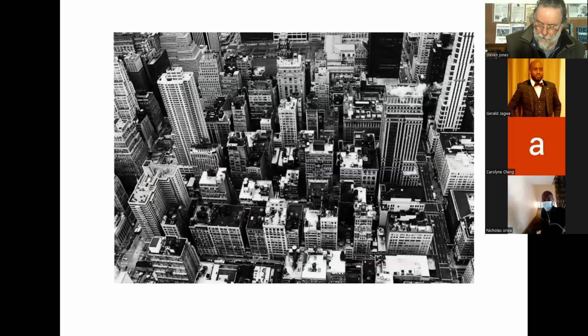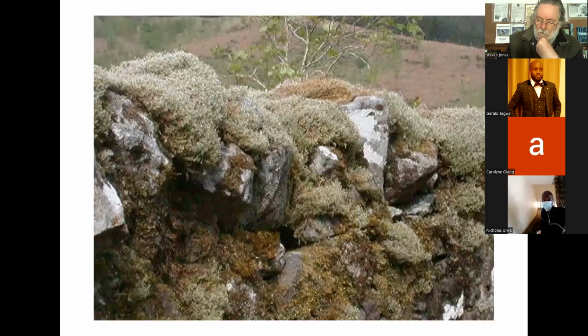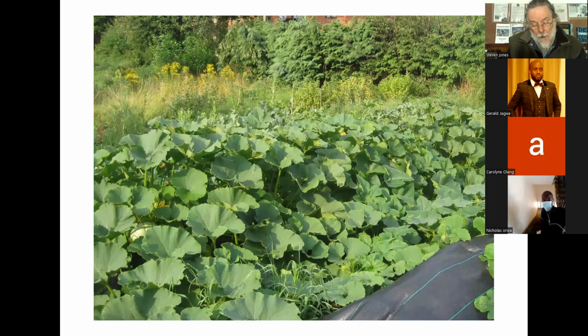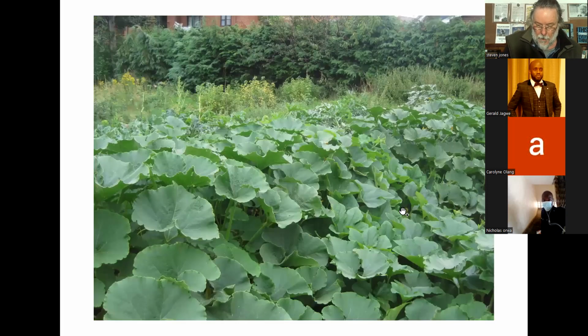These are design pattern archetypes, really. So it's a dry stone wall. There's the crinkle shape of a kale plant. Pumpkin leaves, elements crowded together, each one unique, each one responding to the light and the environment, trying to optimize it. But look how they don't overshadow each other, that they've optimized their position so that one leaf isn't really shading out another one. It's a lobed pattern.